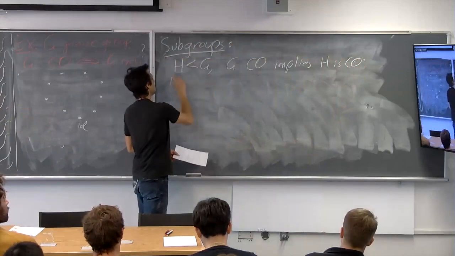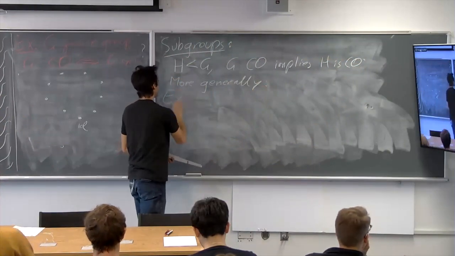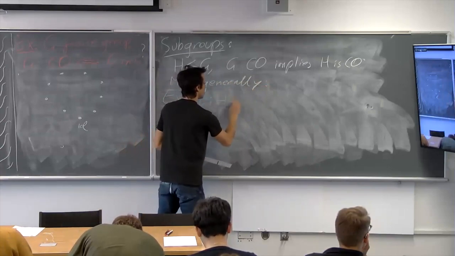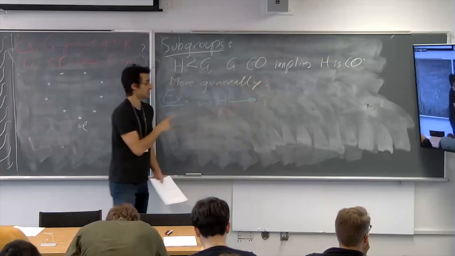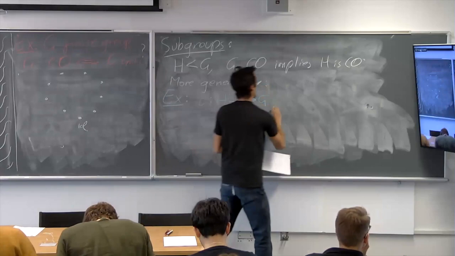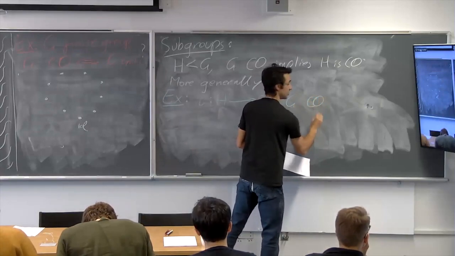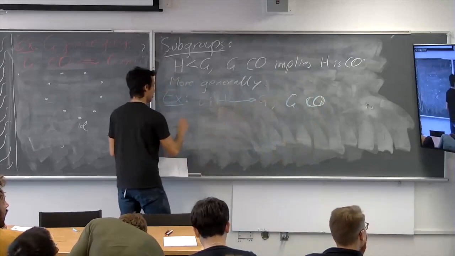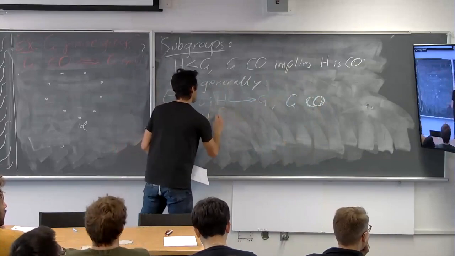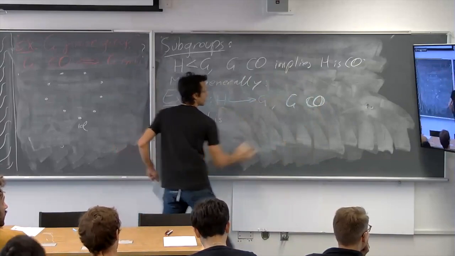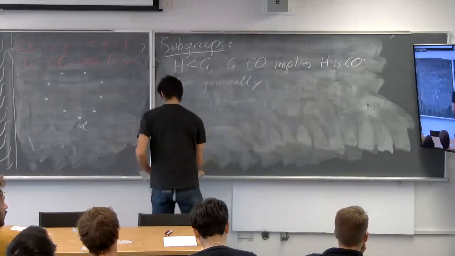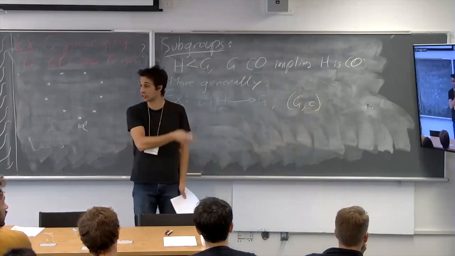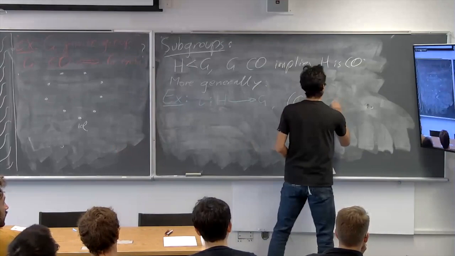And more generally, we have the following exercise. If you have an injection from H into G, and G is circularly orderable. White is better. Okay, ignore that. So you have an injection from H to G and G is circularly orderable, then H, sorry, let me state this as I want it to. And G comes with some circular order, so it's a circularly ordered group.